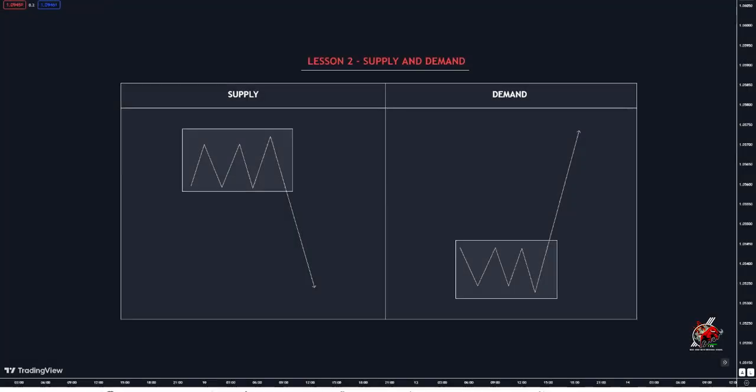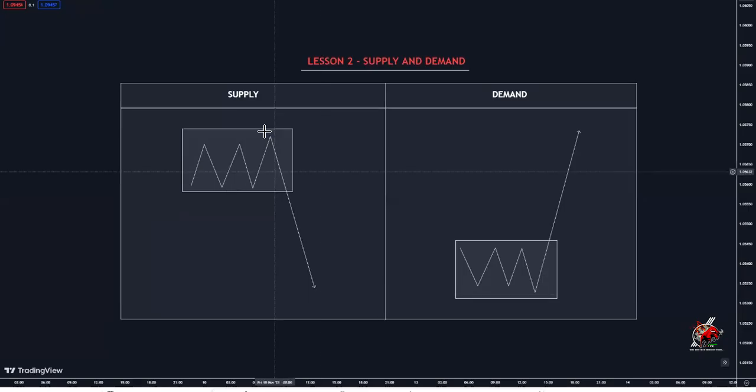Right here we have two examples. Number 1, an example of supply. Number 2, an example of demand. Before I go any further, I would like to emphasize that supply and demand are divided into two parts, based on whether they form as a result of a reversal or a continuation. For example, in a continuation manner, the market will have moved from here to here and then formed a consolidation and dropped again. So it's drop, base, drop, right?